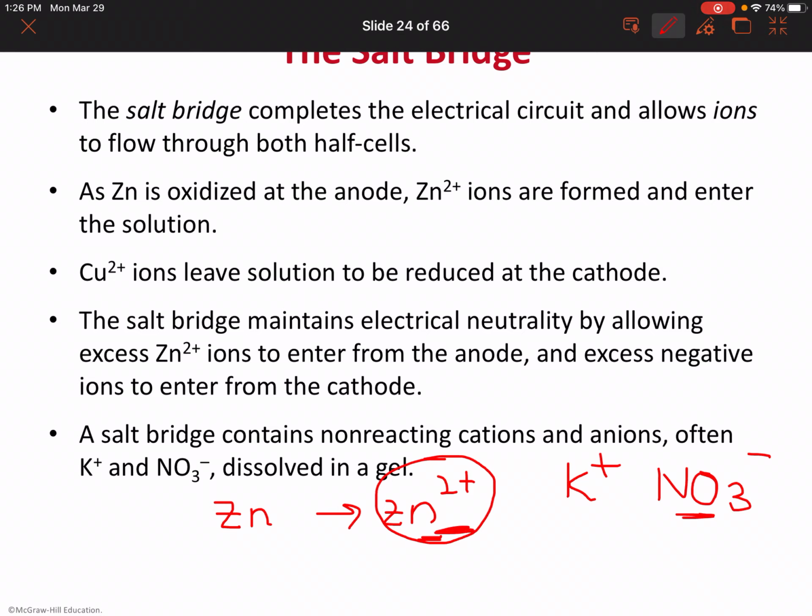Okay. Similarly for the copper 2 plus ions plus 2 electrons become copper. So it loses copper ions from the copper solution. So the potassium ions will come to replace the lost copper ions from the solution. So the salt bridge helps to maintain ionic balance in the solution. Salt bridge contains non-reacting cations and anions, often potassium and nitrate, dissolved in a gel.